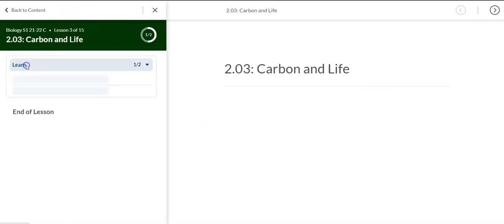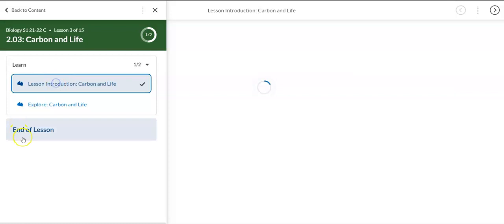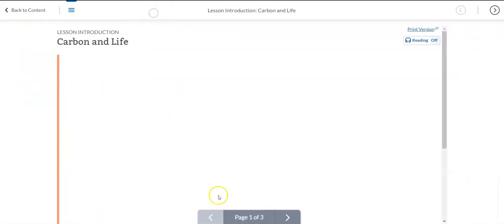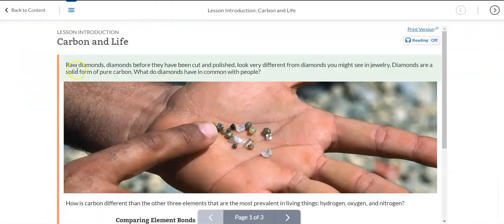So if I go to lesson 203, I click on my pancake button, I click on learn, and I go to the lesson introduction. That's always the fun part. Page 1, if I make that bigger, you can see here a lovely picture. It says raw diamonds. Diamonds before they have been cut and polished look very different from diamonds you might see in jewelry. Diamonds are a solid form of pure carbon.